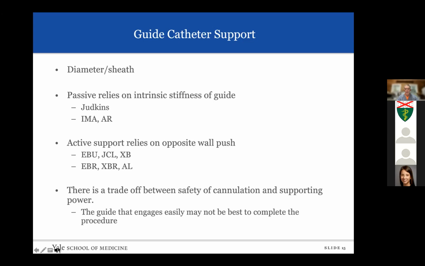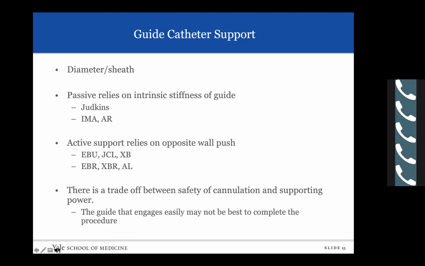The JR4 goes in, and when the JR4 guide bounces out, it's simply because there's not enough stiffness in the guide coming around. You can improve this a little bit with a radial approach because it's more direct from the left side to go from the left subclavian through the arch and across to the right coronary. So sometimes you have some inline support with that.